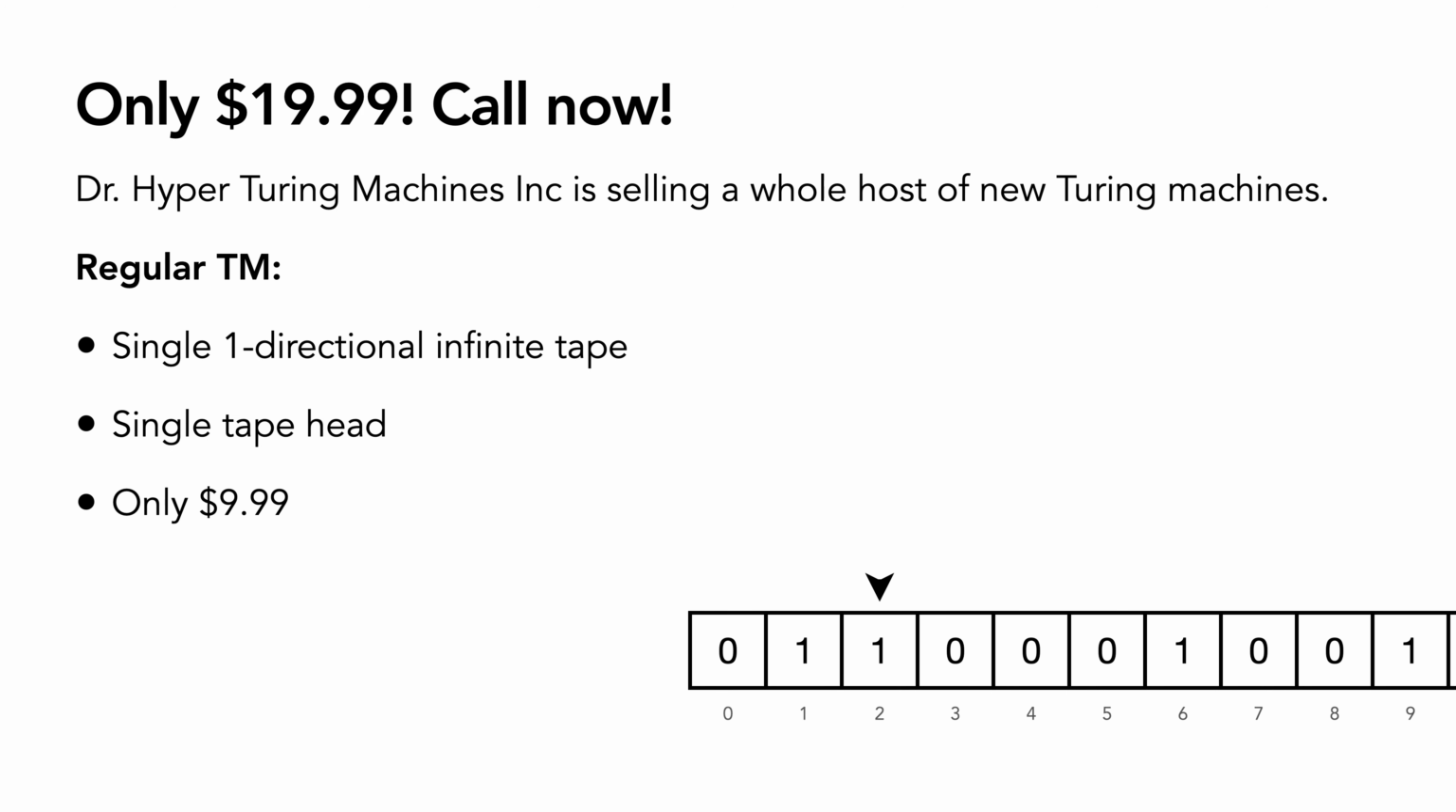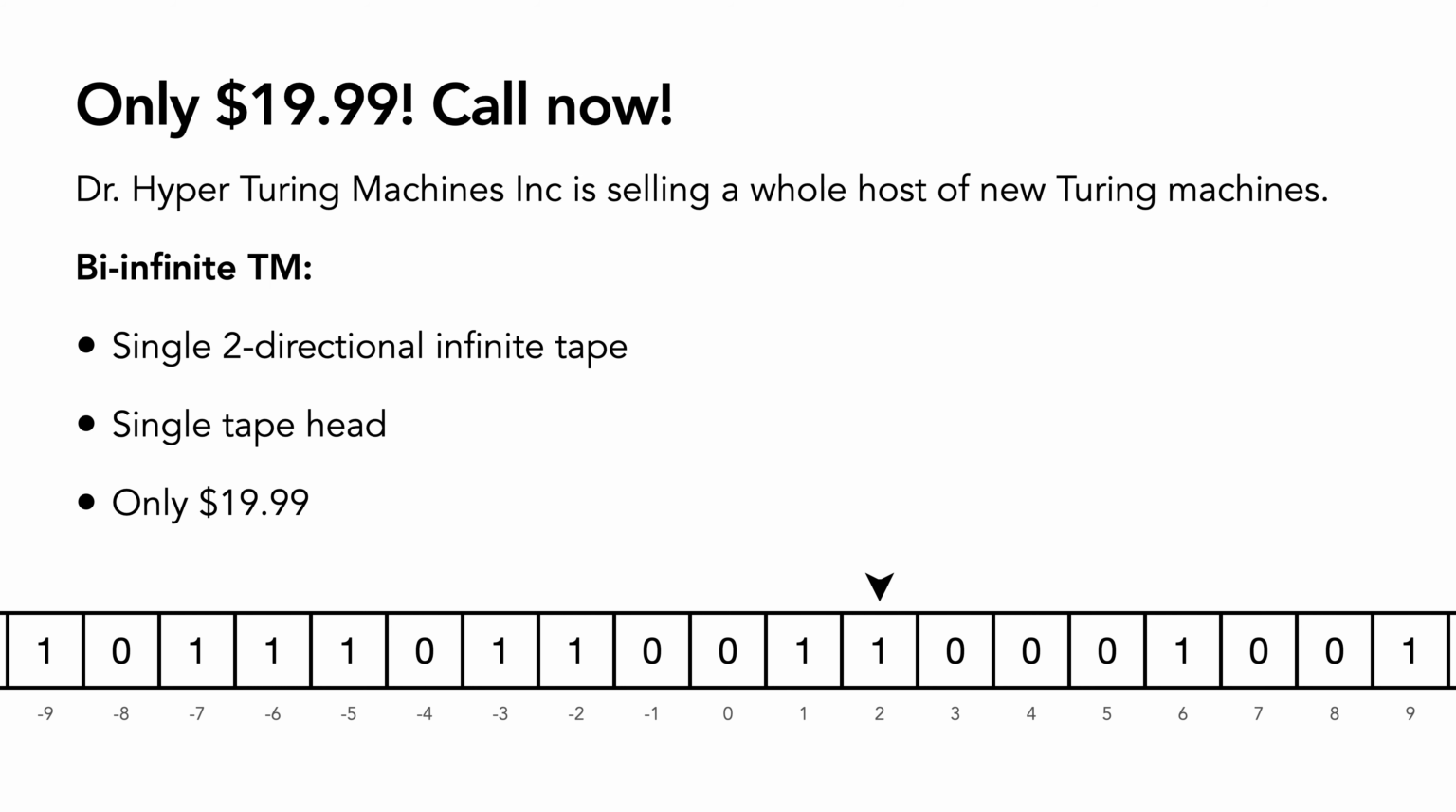So, we have our basic old Turing machine that has a single one-directional infinite tape. You can go off as far as you like to the right side of the screen. And it has a single tape head tracking where you are. This one will cost $9.99. But it's got some more advanced variants too.